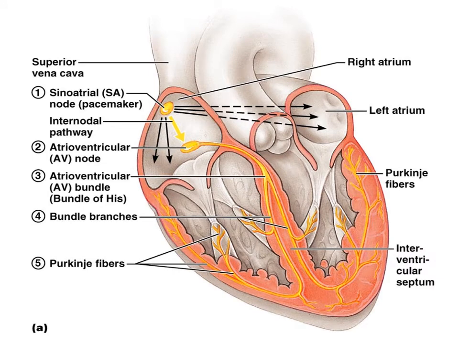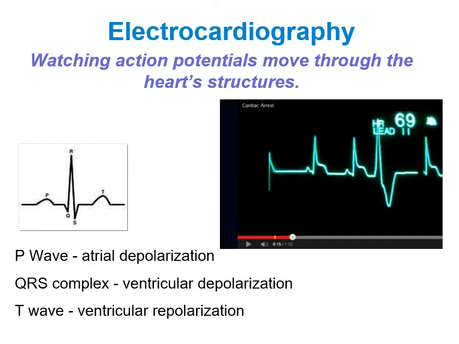This diagram shows the locations and pathways of this intrinsic system. Note the locations of the SA node, the AV node, the bundle of His, which has recently changed its name, and the Purkinje fibers. Imagine watching these action potentials move through the heart.